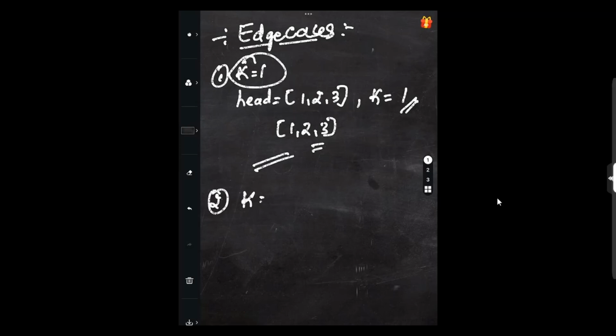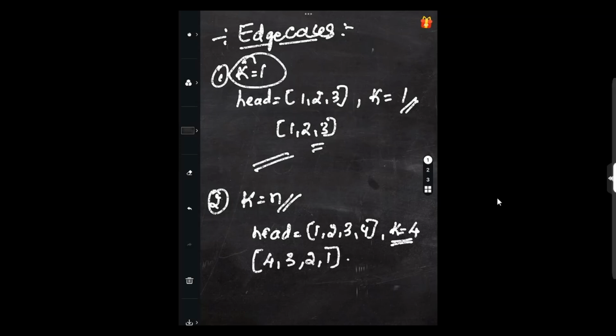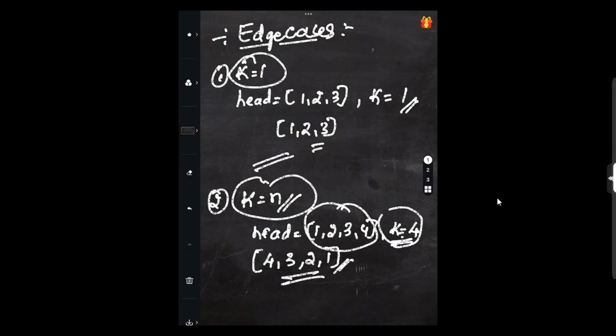Next, when k equals n, nothing but the size of the list. Let me consider the input 1, 2, 3, 4 and k equals 4. The output will be 4, 3, 2, 1. The entire list is reversed because k equals 4, so we are considering all the elements at a time and reversing all of them. This is the condition when k equals n.